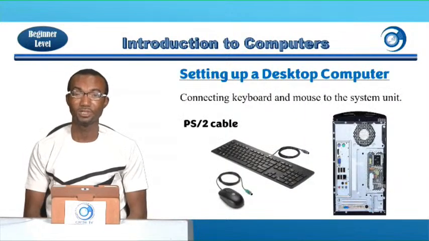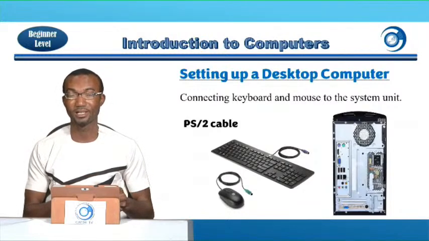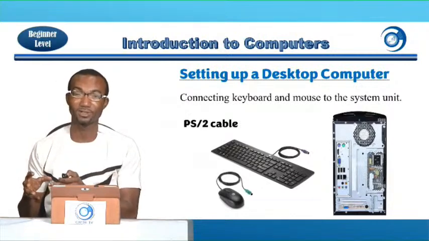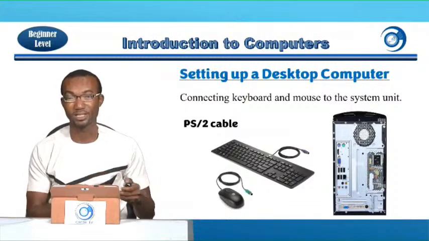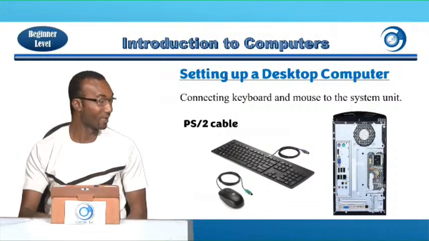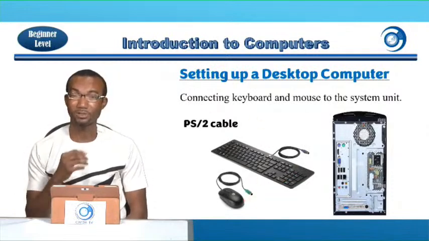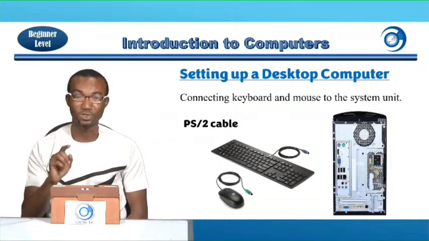Now let's get to the keyboard. We have learned how to connect power cables of the desktop, of the system unit, and of the monitor, and we have learned how to connect the monitor to the system unit. Now it's left with the keyboard and the mouse. For connecting the keyboard and the mouse to the system unit, you have three different ways.